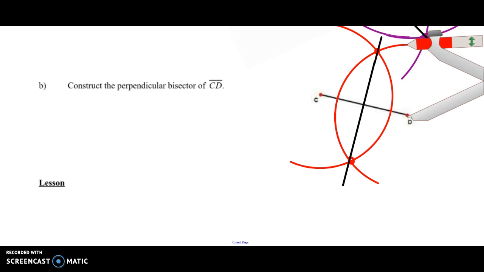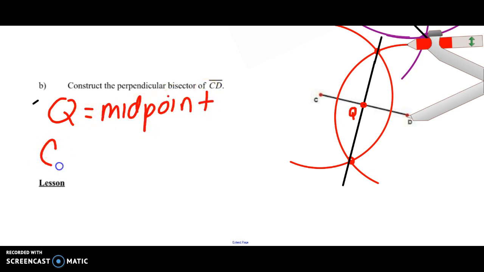So again, what do we know? If I wanted to label this, say, point Q, it didn't ask us to, but again, I will do it anyway. Q is the midpoint. And we know that CQ is equal or congruent to QD. And they are segments, so we'll put the segments above.